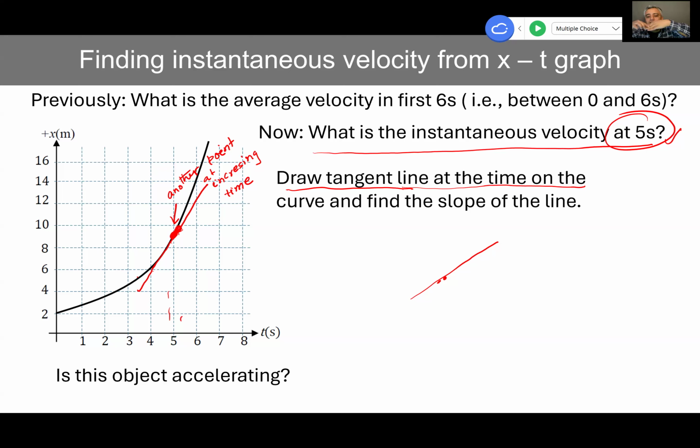Think about this as a curve, right? If I am drawing a tangent line there, this line is just going to pass by, just touching that. It's not going to intersect. It's not going to intersect. And now just find the slope of that line. So did you learn how to draw a tangent line?